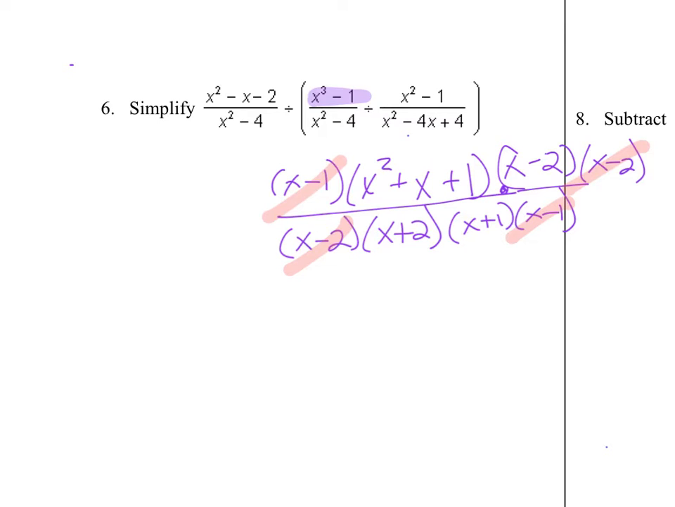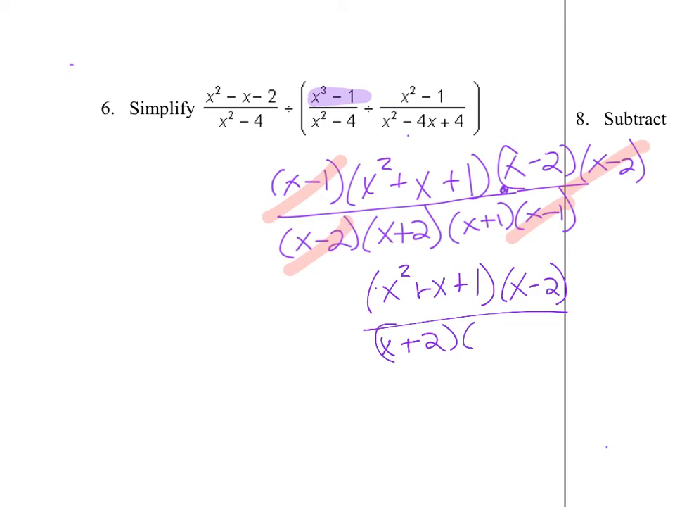So we've got, this is x minus 2. Shoot, I left it red. Sorry, I needed all, there we go. So I've got x squared plus x plus 1 times x minus 2 over x plus 2, x plus 1. Now, I'm going to flip this because it now gets divided again.